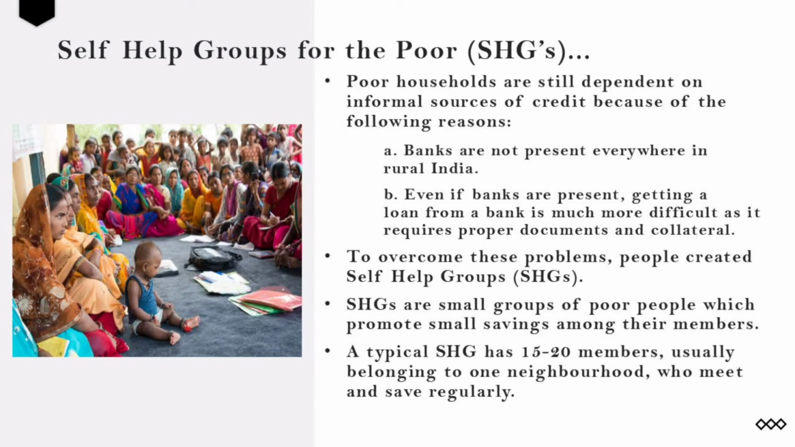Now we will see how it is helping the poor. Poor households are still dependent on the informal sources of credit because of two reasons. One is, banks are not present everywhere in rural India. Second thing is, even if banks are present, getting a loan from a bank is much more difficult than getting it from the informal sources of credit. So to overcome these problems, people created self-help groups.